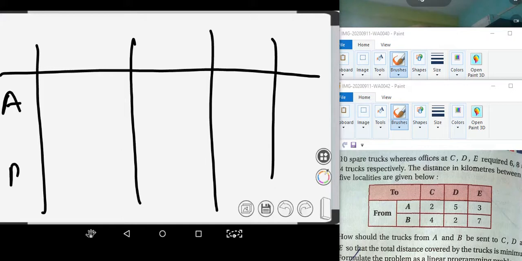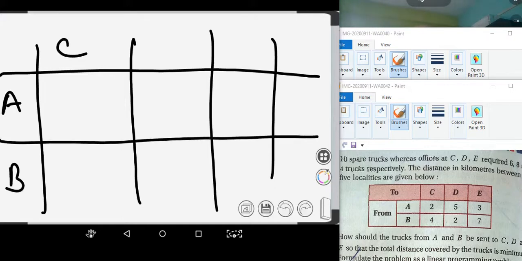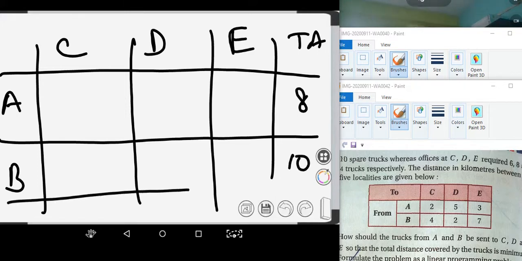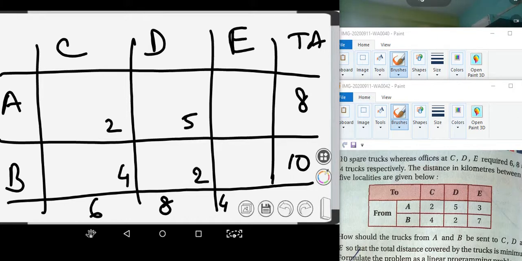So A, B, C, D, E. Total here is 8, here is 10, and the requirements are 6, 8, and 4. So 2 is the distance, 4 is the distance, 5 is the distance, 2 is the distance, 3 is the distance, and 7 is the distance. As I have said, from A to C I am sending x trucks, and from B to D I am sending y trucks. So C's total requirement is 6 trucks.